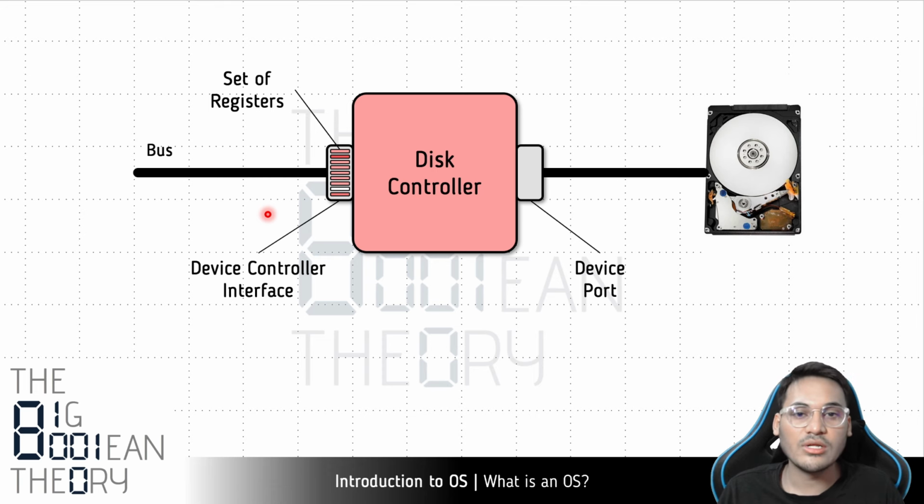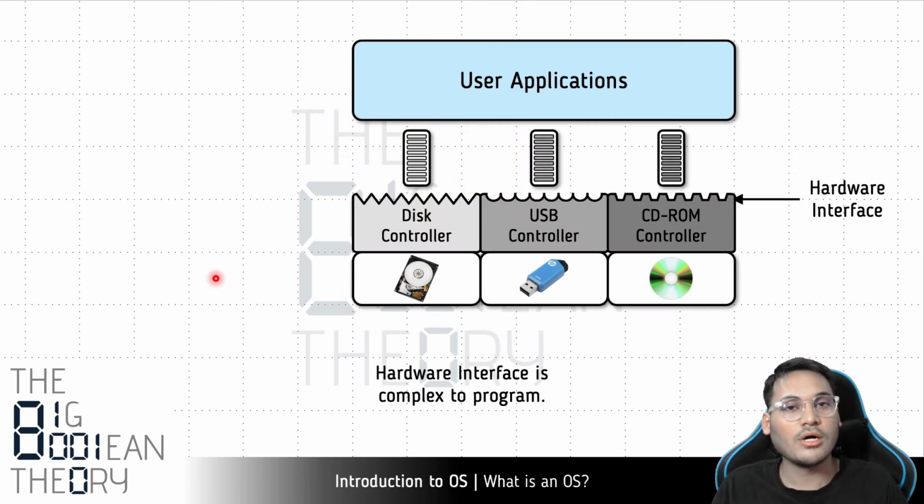The operating system will read or write these registers to give commands and to check the status. All of the communication happens via these set of registers, and these set of registers can become a source of problem. Let us see how. So now let us understand the complexity that is there when we are using the device controller interface.